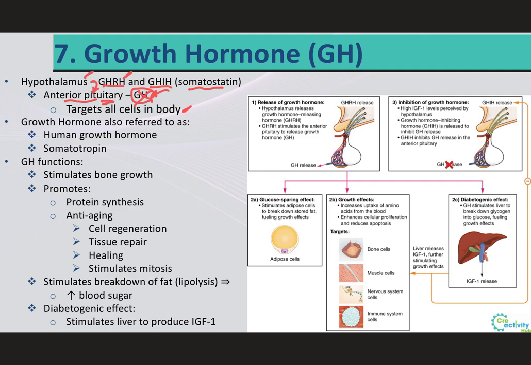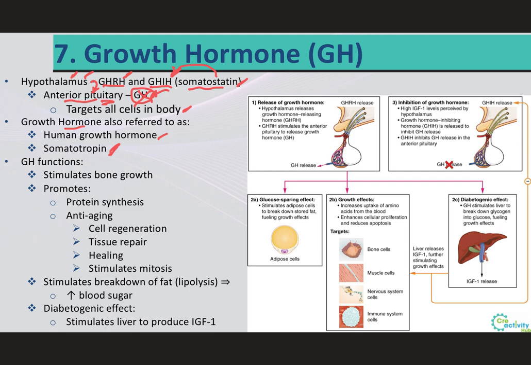Now the growth hormone can also be referred to as human growth hormone or somatotropin. Now don't get somatotropin confused with somatostatin. So somatotropin is the growth hormone that is released by the anterior pituitary. Somatostatin is another hormone, but is the one that's released from the hypothalamus and the one that will inhibit the actions of the growth hormone or inhibit the release of growth hormone or somatotropin from the anterior pituitary gland.